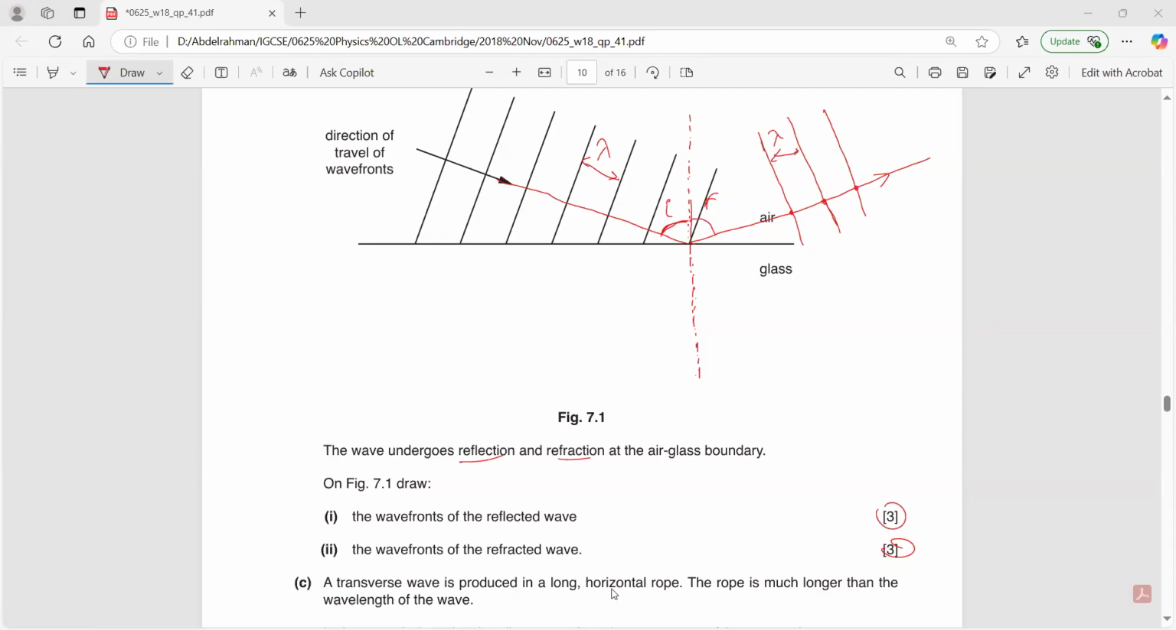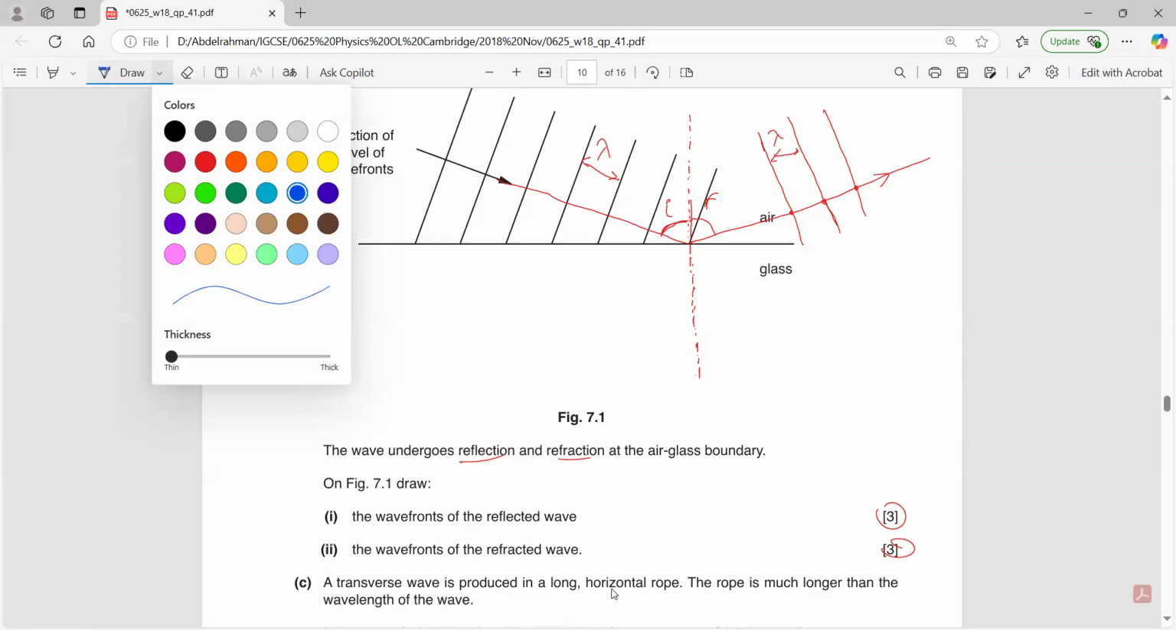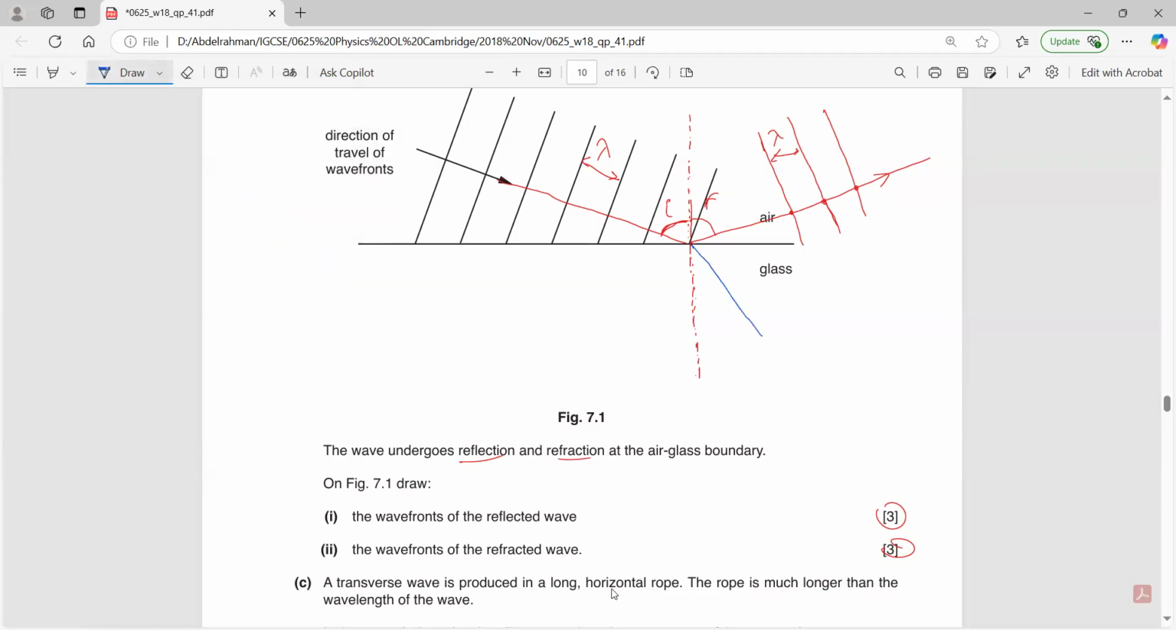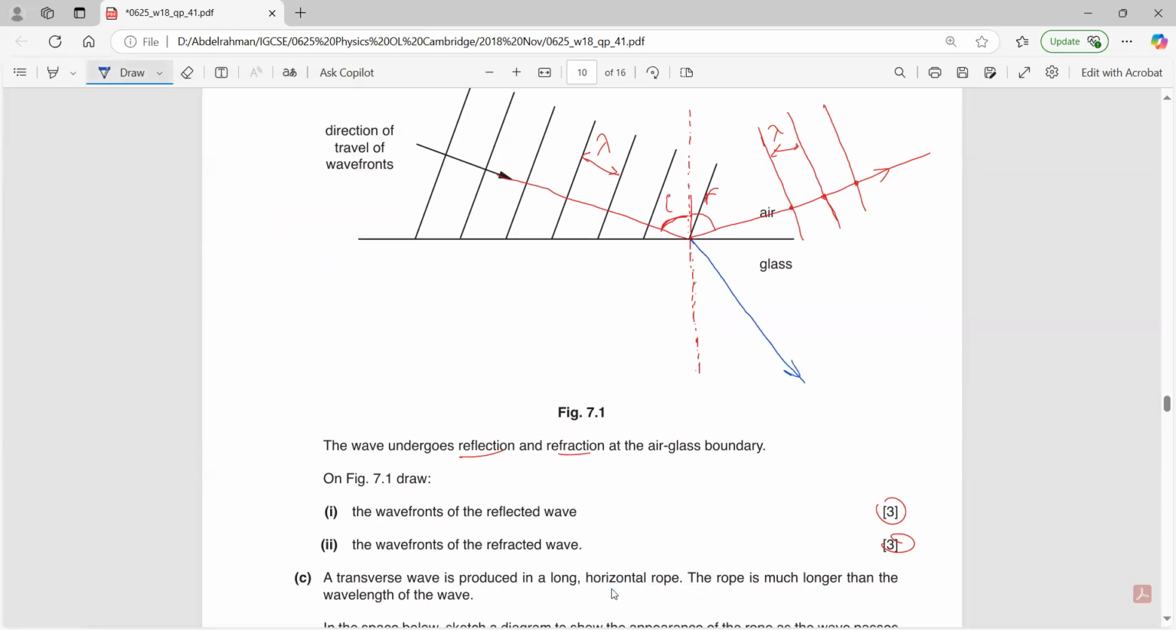Let's draw them. Let's change the color. Okay, a refracted wave with an angle much less. For example, the wave would move somewhat like this, with an angle with a wavefront less than the initial wavefront. The wavelength is less than the initial wavelength.